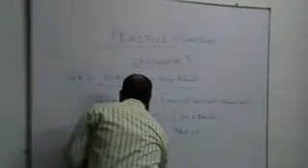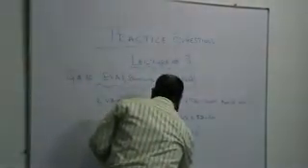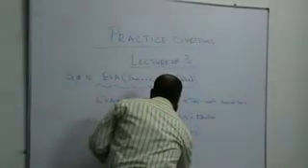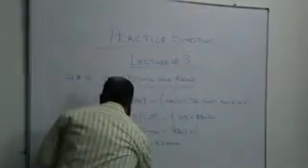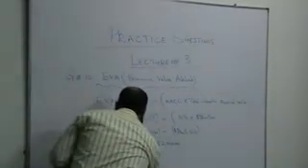So the NOPAT is equivalent to 2.4 million, and the cost of capital is 2 million. So EVA is 400,000.